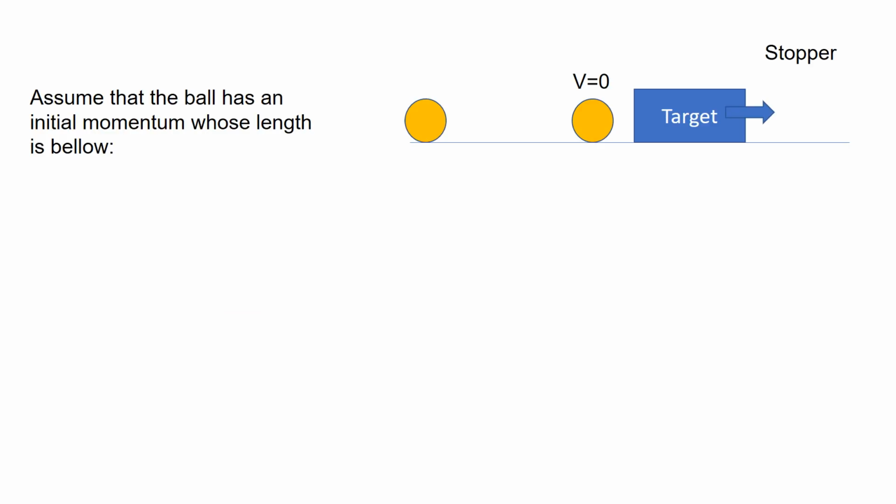For the stopper, let's assume the ball has an initial momentum whose length is shown below. There we go. So there's our initial momentum. Now remember, momentum is a vector quantity, so arrows are going to be very important. Remember, the length of the arrow is proportional to the amount of momentum that the object has. So your final momentum is 0. So your change in momentum is going to be your final minus your initial, which is 0 minus your initial momentum, which equals negative P_i.